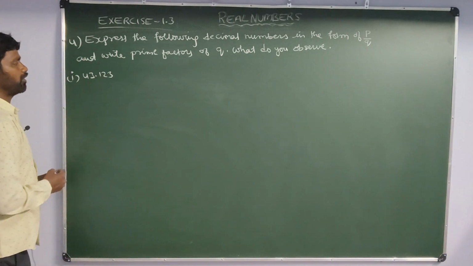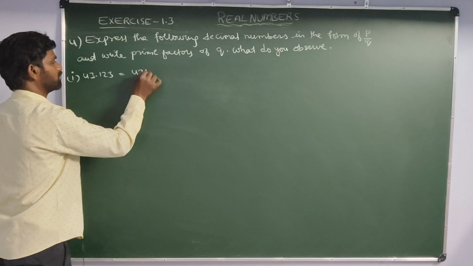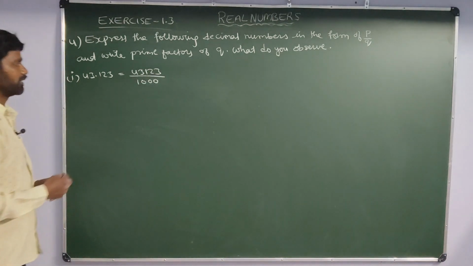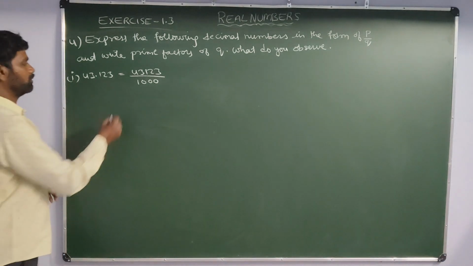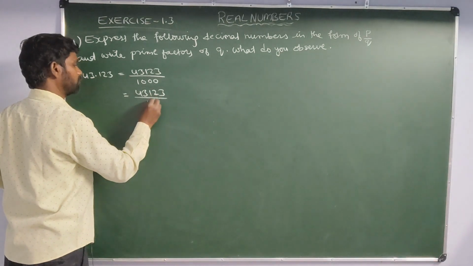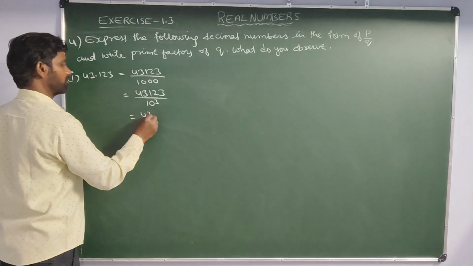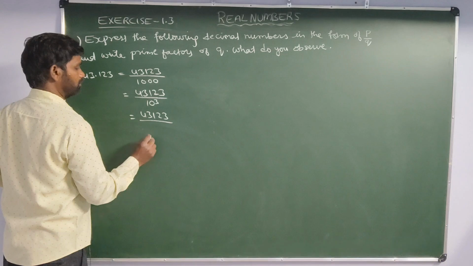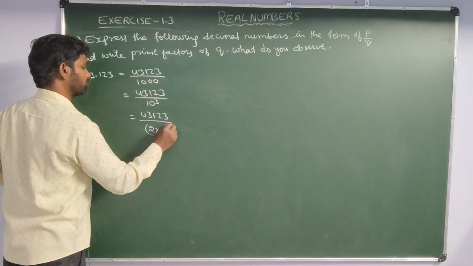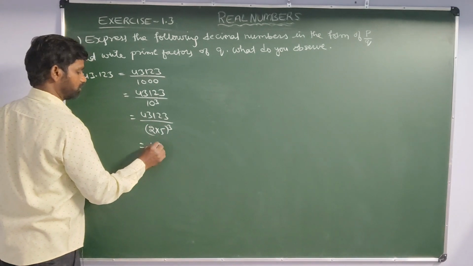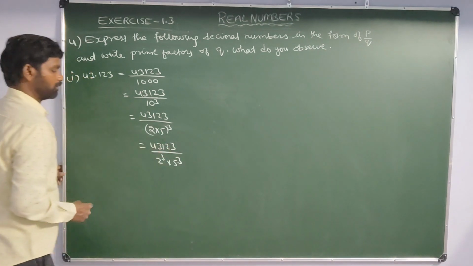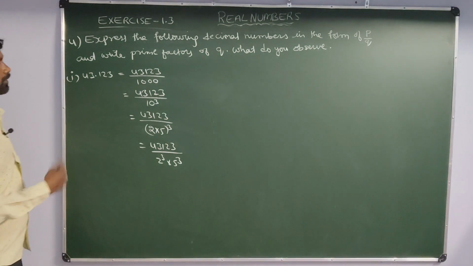So 43.123 is equal to 43123 divided by 1000. The point is after 3 digits, therefore we can write that as 1000. So we may write that as 43123 divided by 10 cube. That is equal to 43123 divided by 2 into 5 whole cube, or we may write that as 43123 divided by 2 cube into 5 cube. So what do you observe?